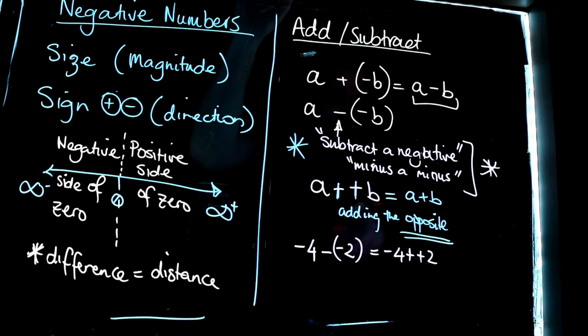Because what am I doing? I'm adding the opposite. So now it's changed the game. I've got minus 4 plus 2. Well, that's going to take me to negative 2.